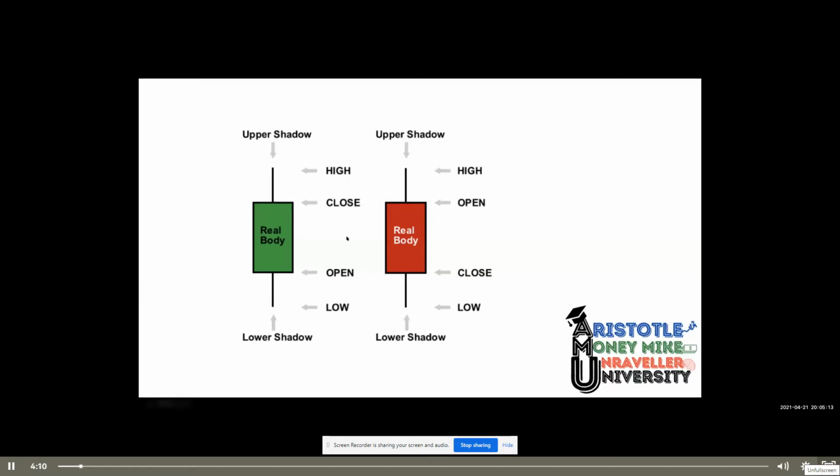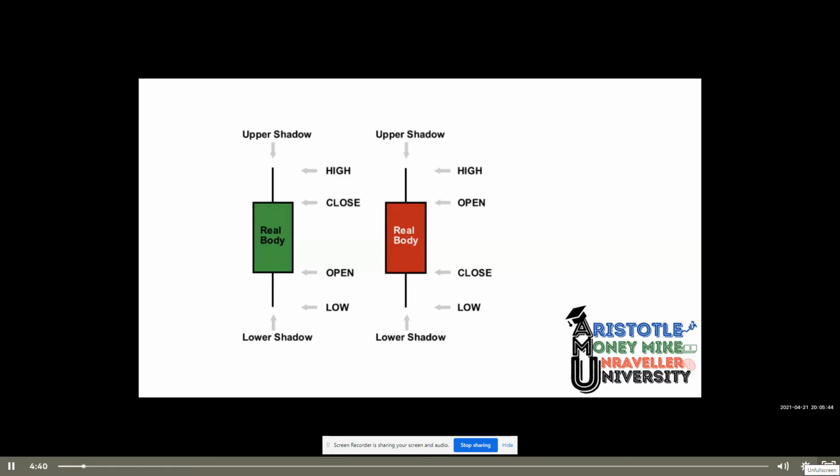If we're looking at the 5-minute candlestick right here, let's just say this is 5 minutes or 1 day. Within 1 day, it opened here, went as low as here, went as high as here, but closed here. So what does that mean? In order for it to be a green candlestick, the close must be higher than the opening price.